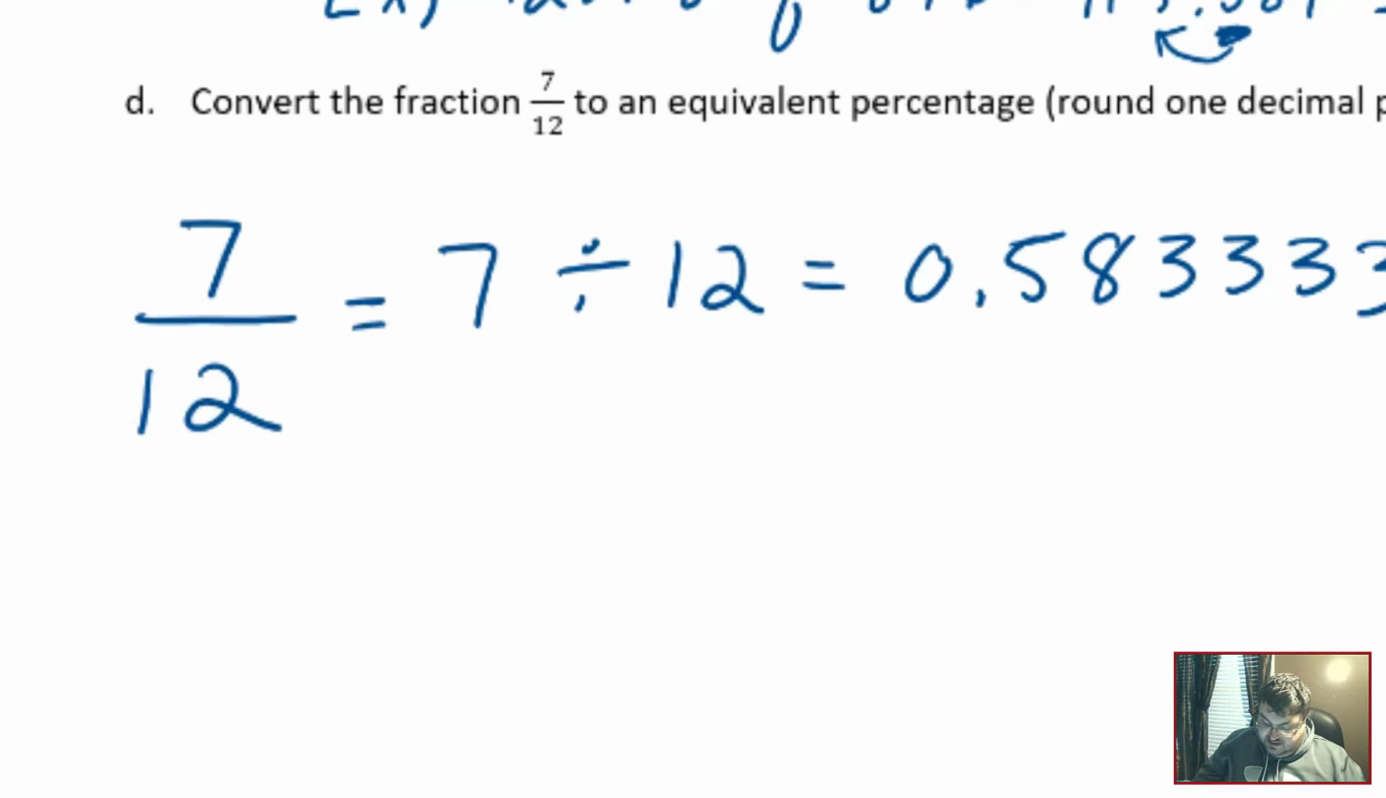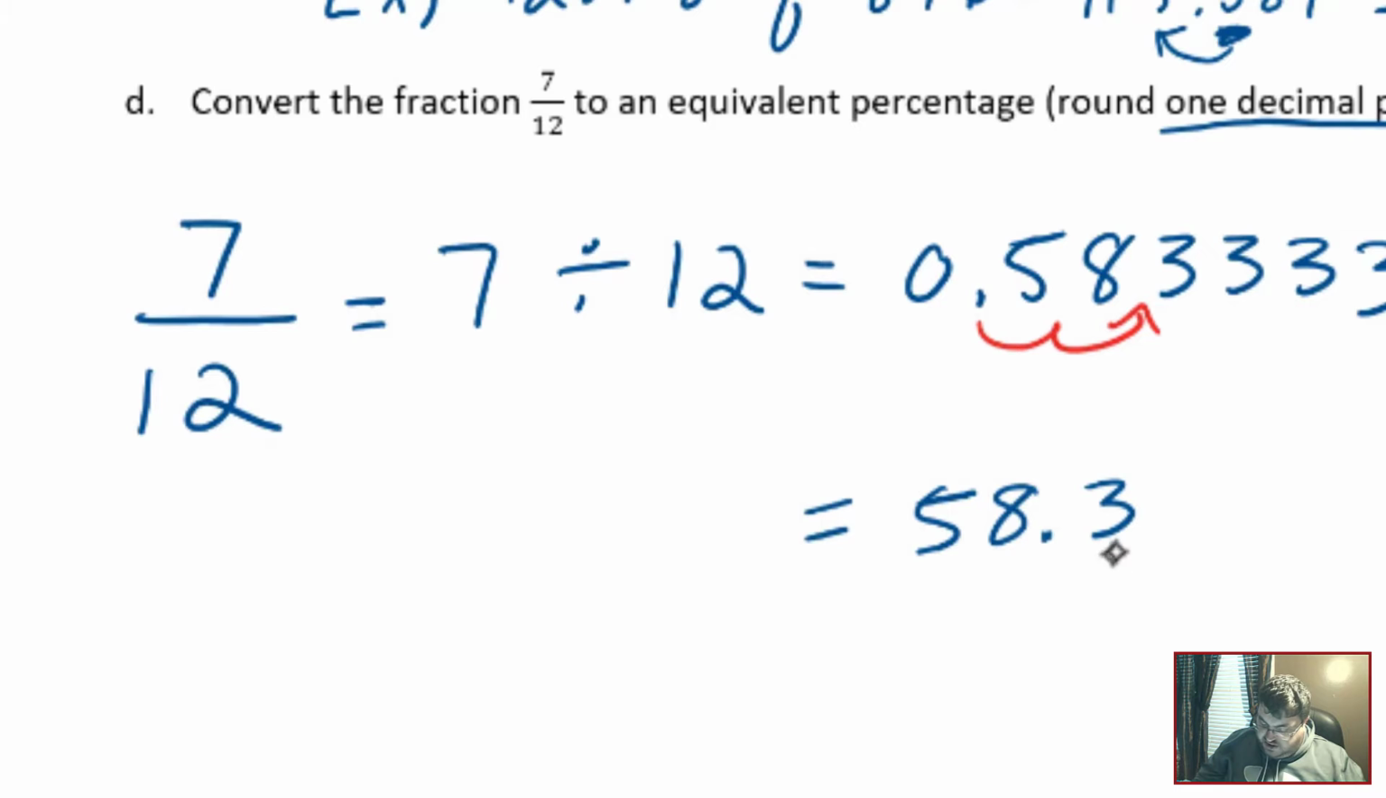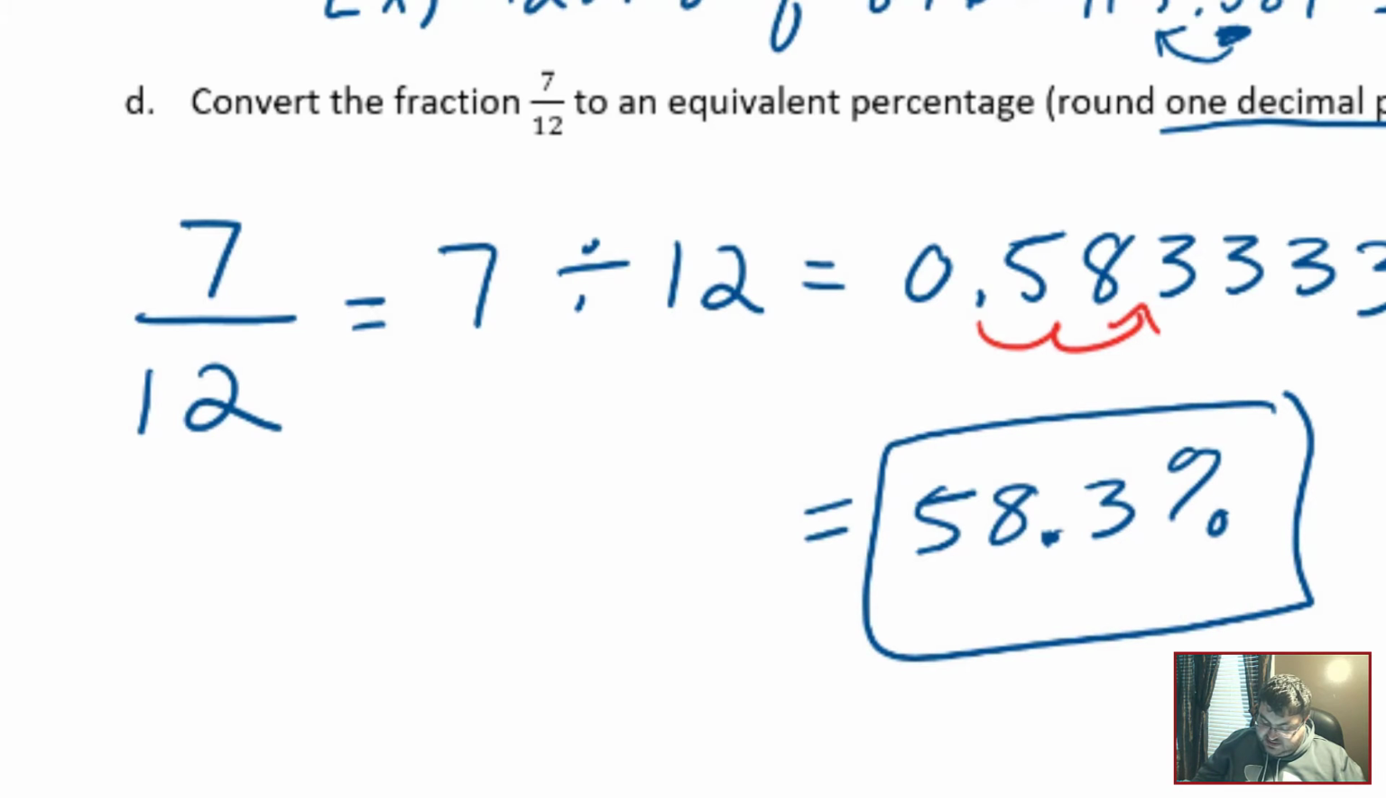Now, of course, we want to change it to a percentage, which means we're going to move our decimal place 2 places to the right. So what this is going to be is 58.3, and it says round to one decimal place on this problem. So we're actually going to leave it right there, 58.3, and then put a percent sign in the back. So 7 over 12 is the same as 58.3%. Okay? And there's just a few examples of places where you're going to see percentages in this statistics course right there.